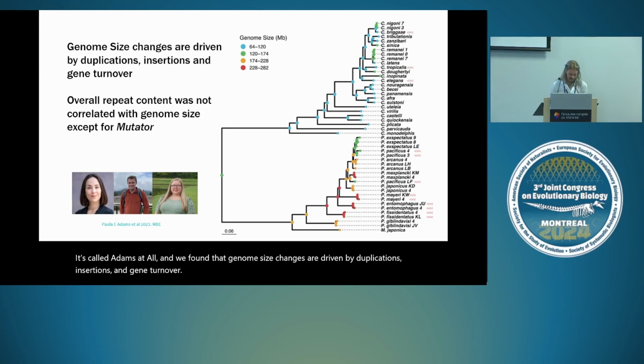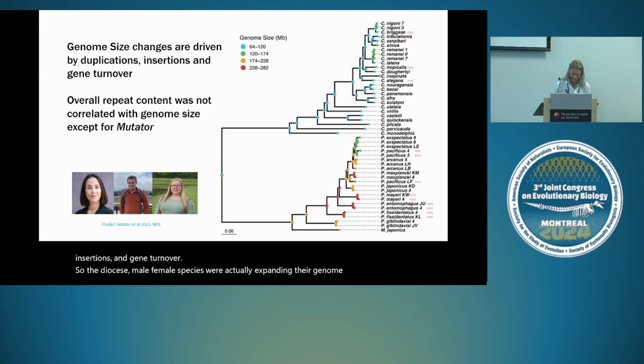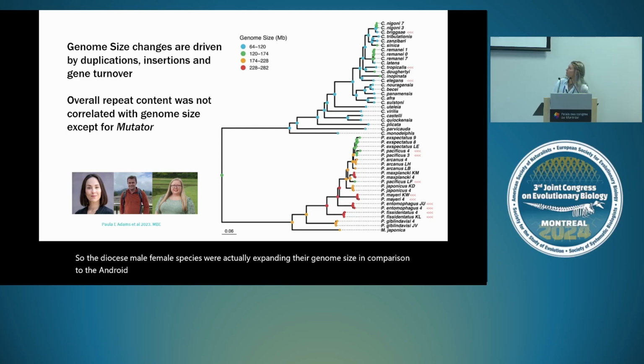The dioecious male-female species were actually expanding their genome size in comparison to the androdioecious hermaphroditic species. You can kind of see that on this phylogeny here. The red arrows are supposed to indicate the androdioecious species. And the genome size was correlated with gene content, not repeat content. The only exception to this was mutator elements. Mutator elements are class 2 transposable elements.